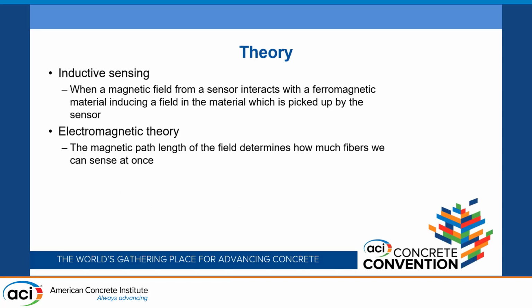Okay, so with respect to the theory, we're using an inductive sensor, or really what is a magnet, a ferromagnetic, and that produces a field which is picked up by the sensor, and the path length determines how much fibers we can sense at a time. So there's an inductance path, and we'll talk about that data as we move forward.